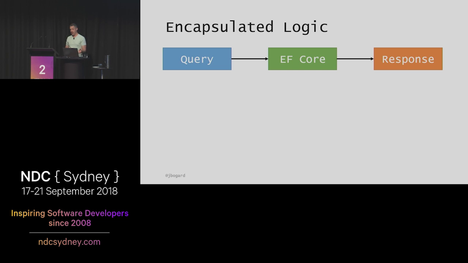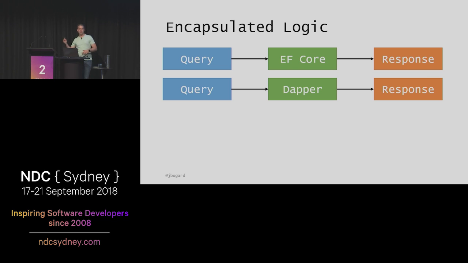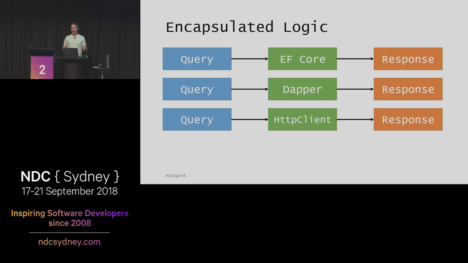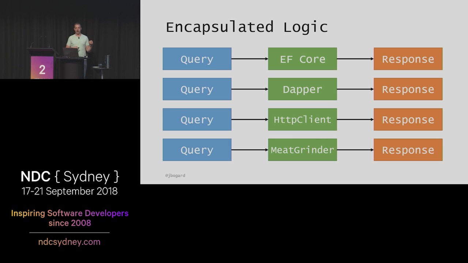So it could be using EF Core. It could be using Dapper. It could be using HTTP client. Maybe I have to call some other web API to get that information. Maybe I have to go out to some kind of composed, crazy API gateway to get information. Maybe I have to take a bunch of different sources together to put something together. So maybe that's just some kind of meat grinder that's churning a bunch of stuff together and then outputting a response. But the nice thing is, from my application's perspective, I don't care. All I see is a query, then some kind of black box that's going to handle the query, and on the other side is my response.